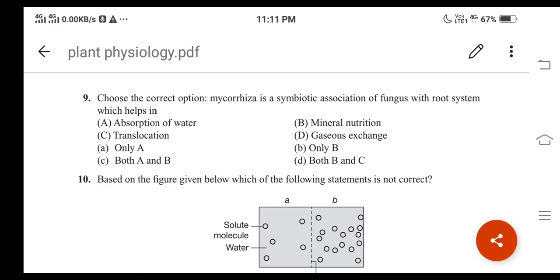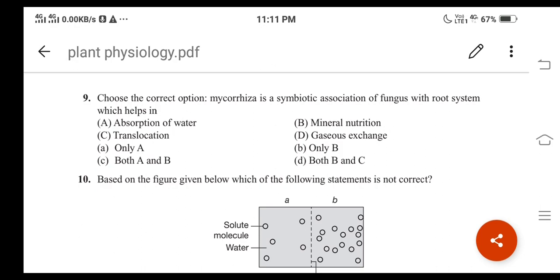A and B. Mycorrhiza will help in the absorption of water as well as in the absorption of minerals, but not in translocation, and not in gaseous exchange. So for question number 9, option C becomes the correct answer, both A and B. Then question number 10, what is there?